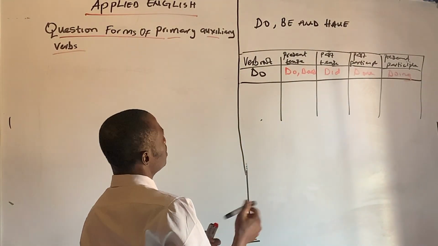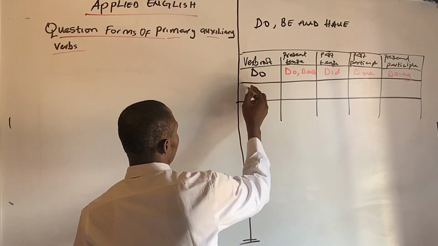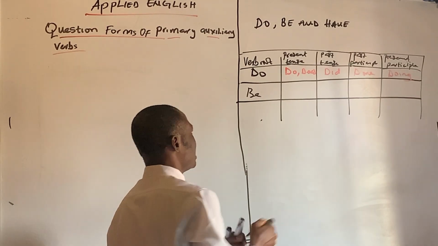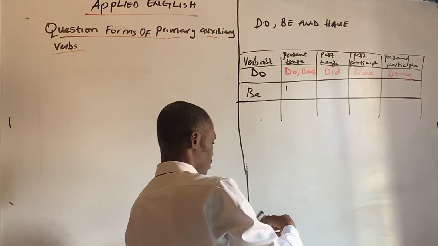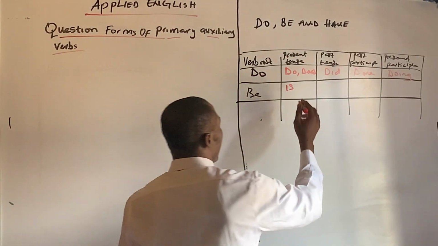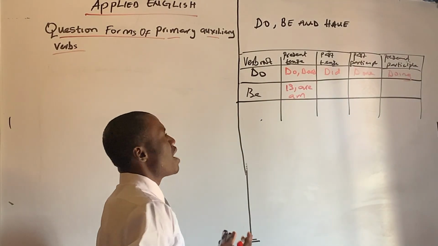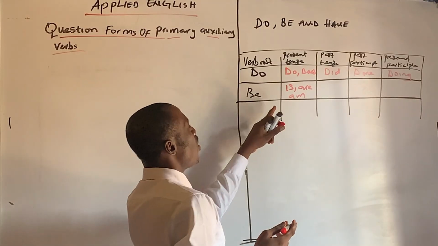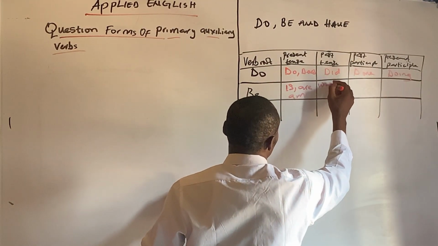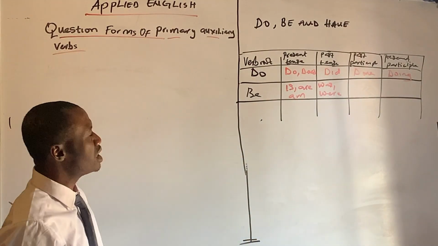Now, what's the present tense for the verb be? For the verb be, the present tense for the singular subject is. For the plural subject, are. And then also for the singular subject, am. And the past tense for the verb be is was, and then we have were. All right, so you can see the correlation there.